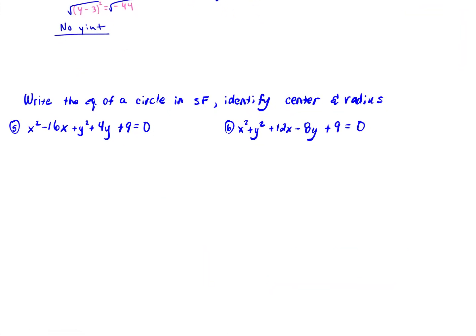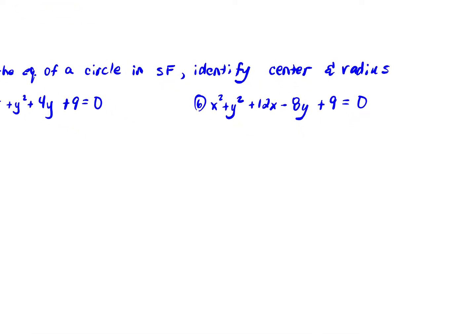All right. So for number 6, we have to write the equation of a circle in standard form, and identify the center and the radius. So again, we have a circle. So we're going to use our circle formula, which is (x minus h) squared plus (y minus k) squared is equal to r squared. So we want this equation here to be in this form. So we have to get it to look like that.